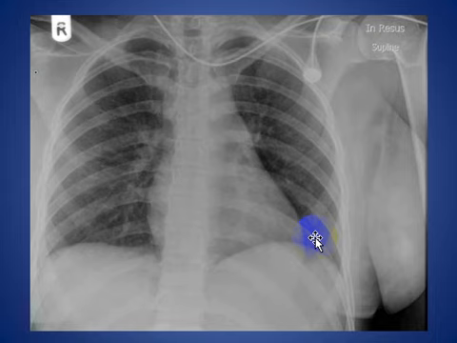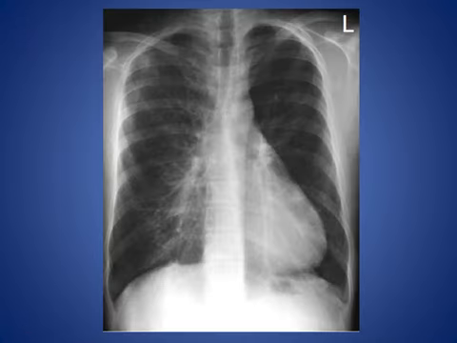Okay, try to look at the left humerus. We see there is a fracture in the left humerus with some angulation, and the rest of the chest is normal. So this is a normal chest X-ray with a fracture of the left humeral neck. Next case, try to look at it and try to find the pathology.